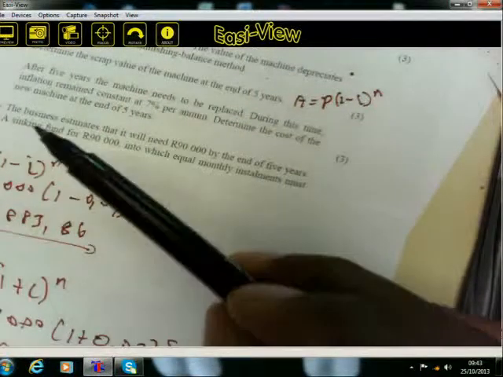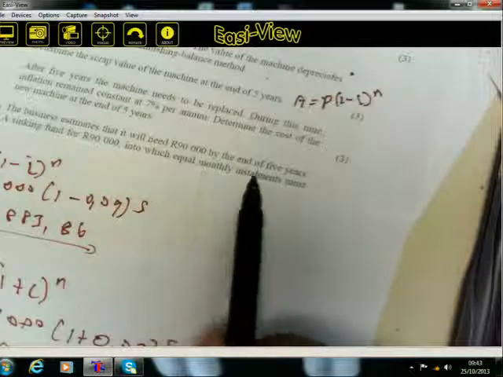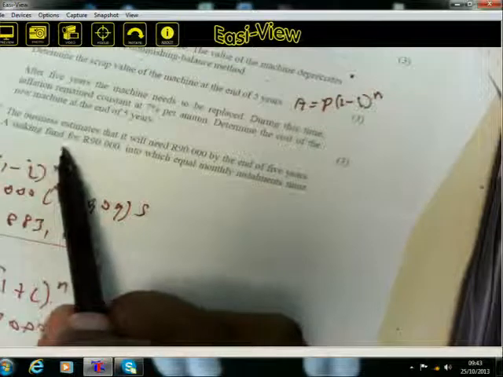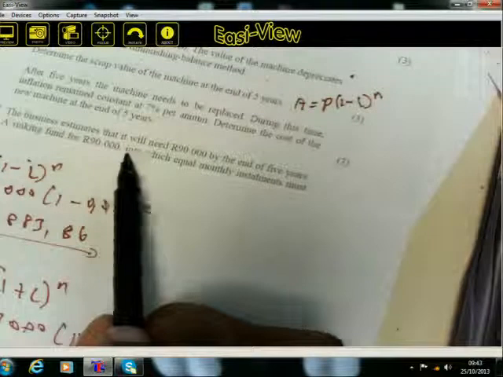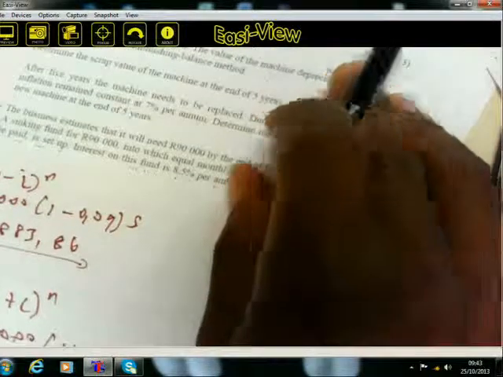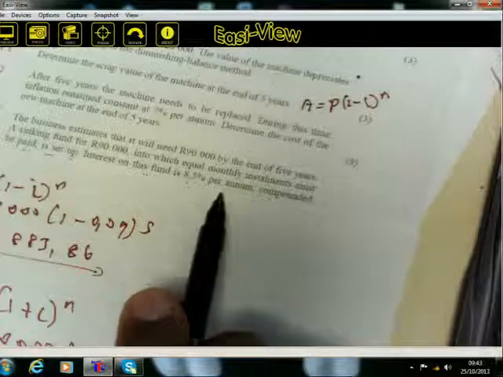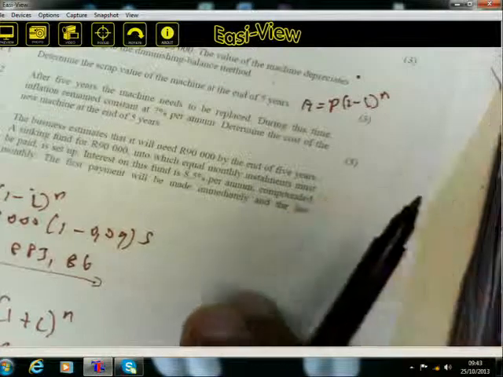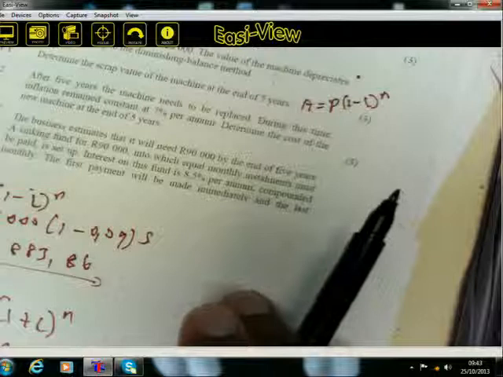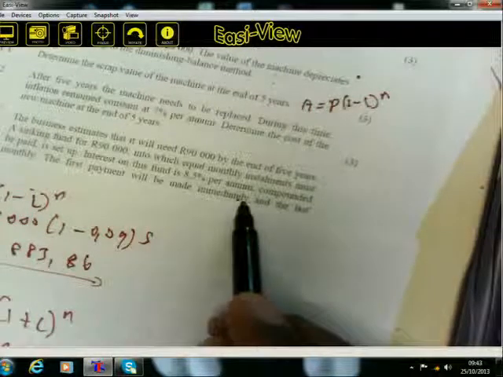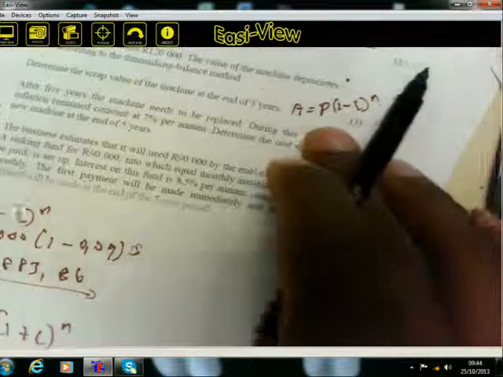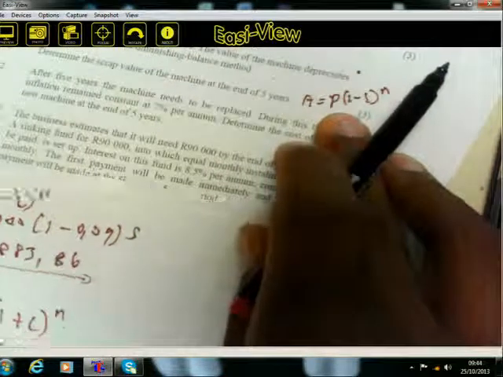Of course, good people, now when you look at 7.1.3, they say now the business estimated that it will need 90,000 by the end of 5 years. A sinking fund for 90,000, into which equal monthly installments must be paid, is set up. Now, interest on this fund is 8.5% per annum, compounded monthly. Now, the first payment will be made immediately. And then the last payment, of course, will be made at the end of the 5-year period.